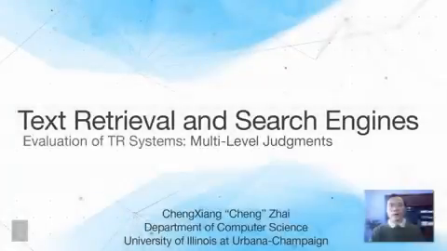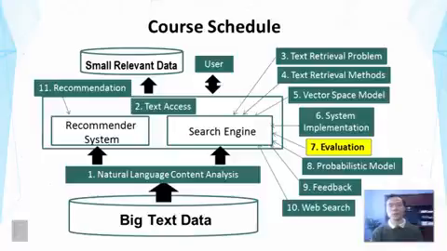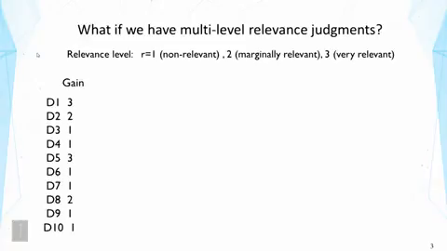This lecture is about how to evaluate the text retrieval system when we have multiple levels of judgments. In this lecture, we will continue the discussion of evaluation. We're going to look at how to evaluate the text retrieval system when we have multiple levels of judgments. So far we have talked about the binary judgments. That means a document is judged as being relevant or non-relevant.